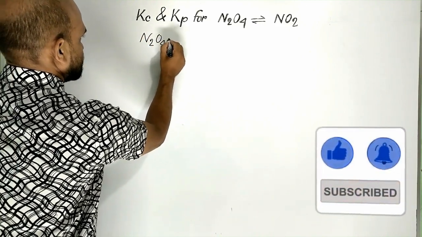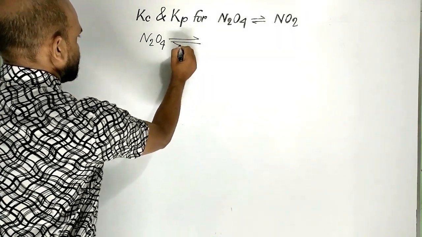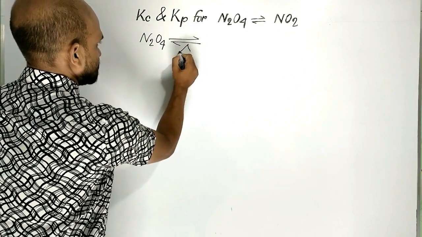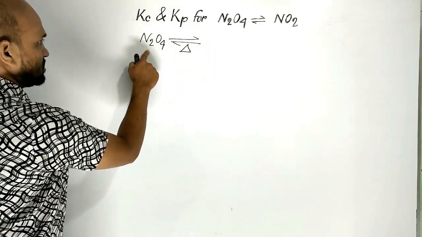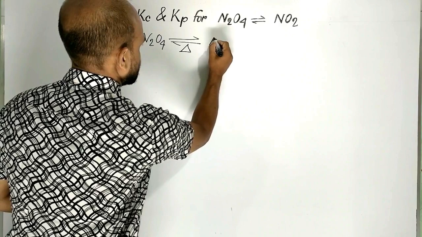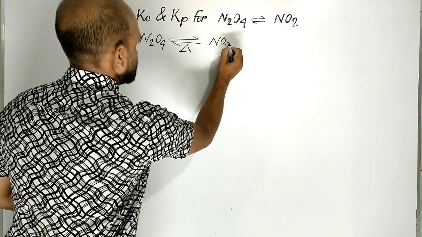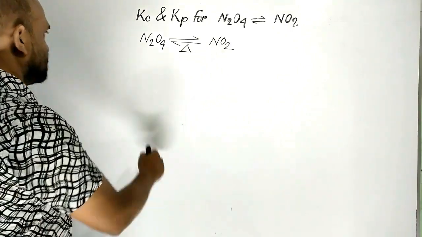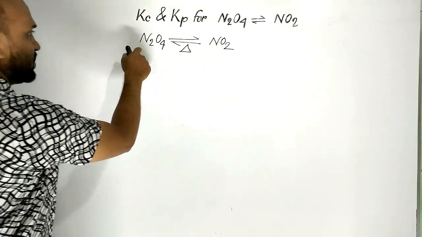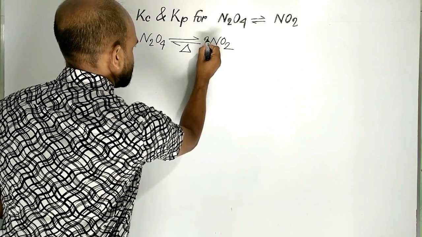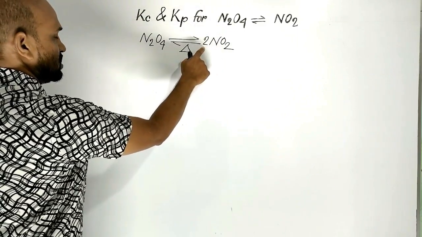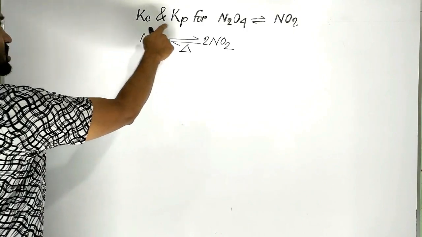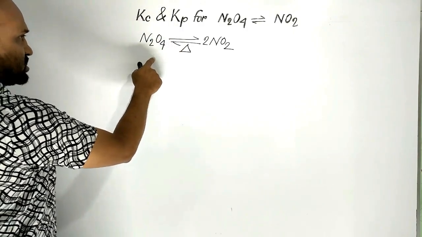Dinitrogen tetroxide. When dinitrogen tetroxide is heated, then it dissociates to nitrogen dioxide. When the reaction is balanced, then we get 2 here. Now let us see what Kc and Kp are for this reaction.